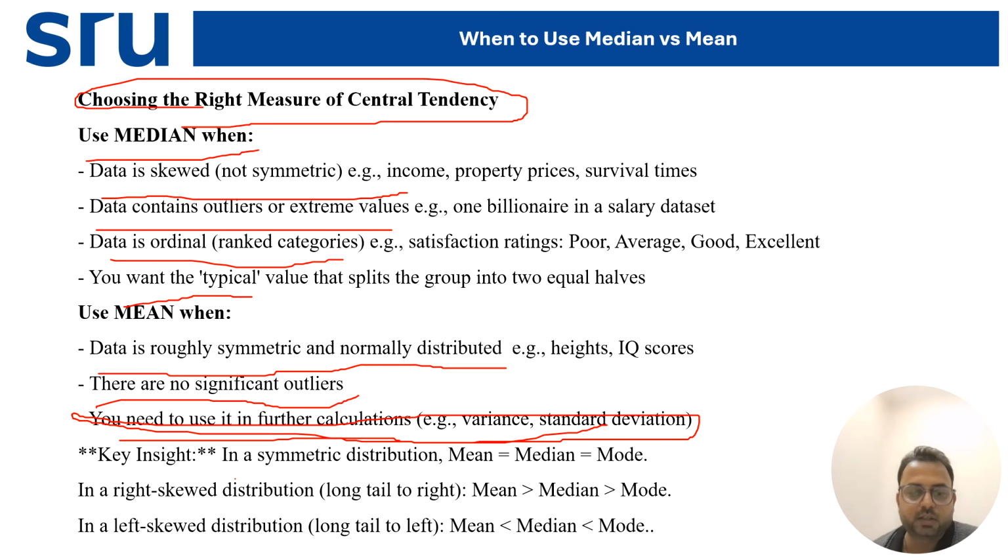Key points: in a symmetric distribution, mean, median, and mode are the same. When data is symmetric or normally distributed, mean is equal to median is equal to mode. In a right skewed distribution, mean is greater than median is greater than mode. And in a left skewed distribution, mean is less than median is less than mode.